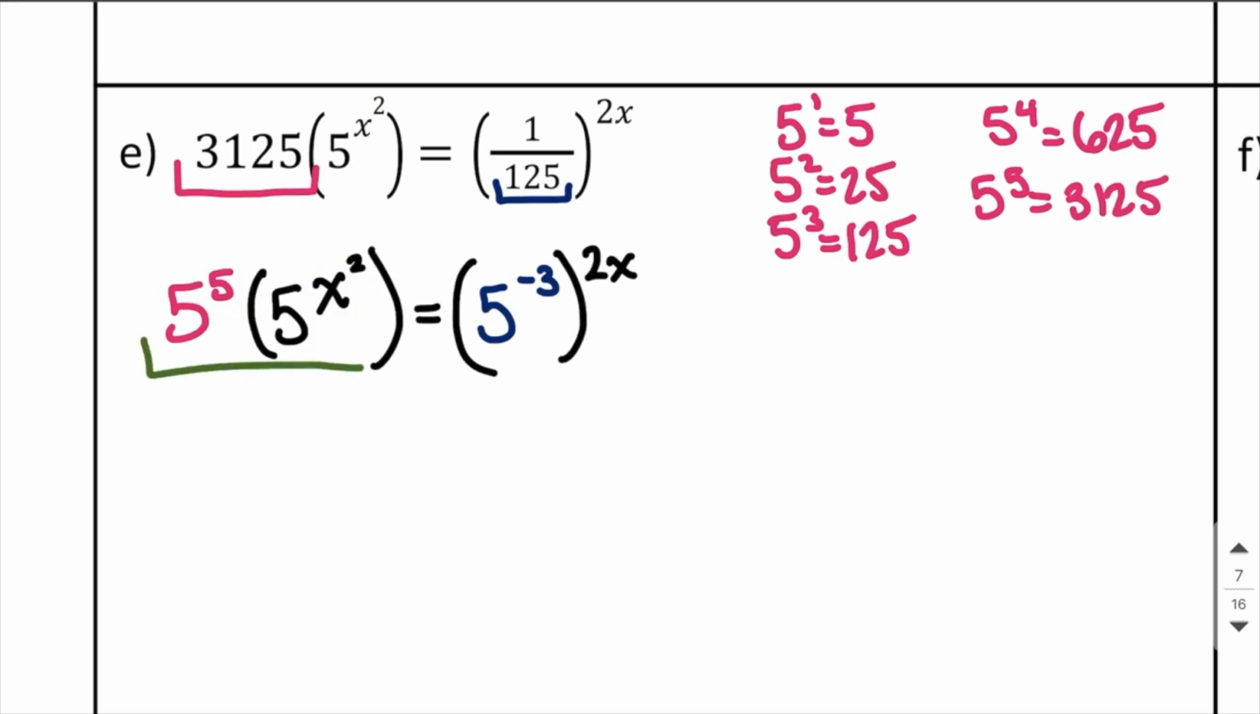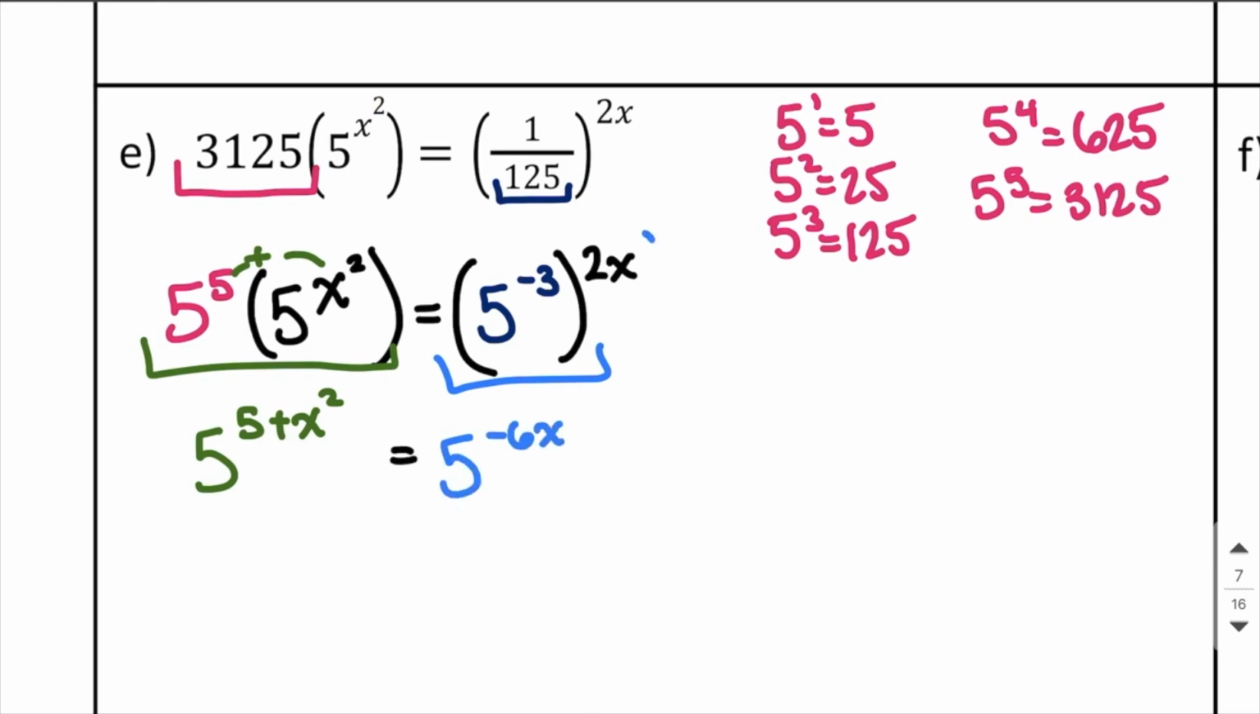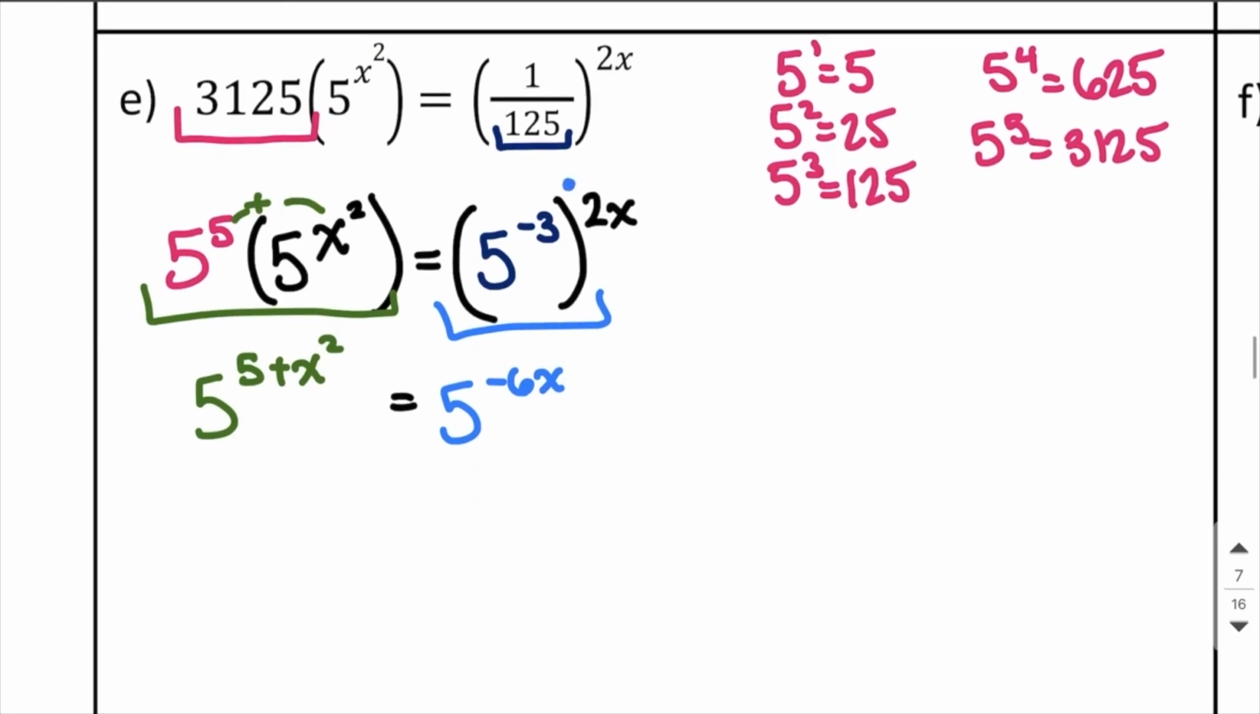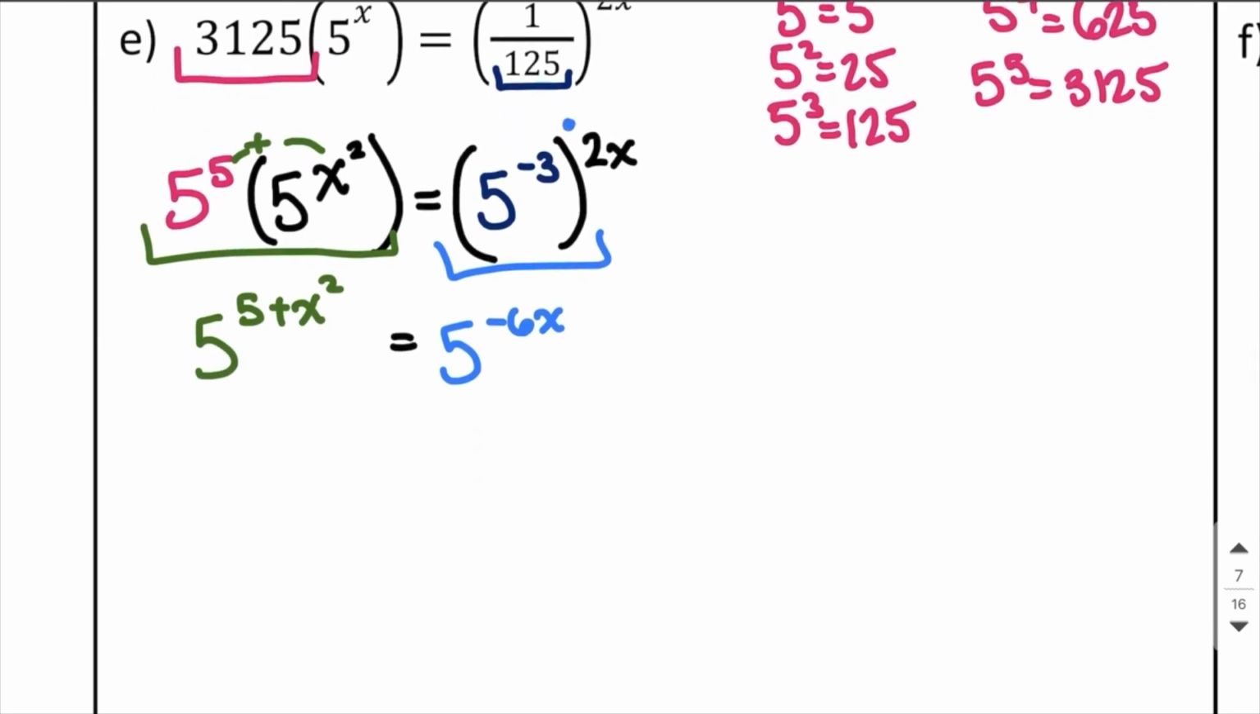So this side right here would turn into 5 to the power of 5 plus x squared, because we would add our exponents together. And then on the other side right here, this would turn into 5 to the power of negative 6x, because we have a power to a power, which means that you need to multiply your exponents together here. And now all I need to do is just set my exponents equal to each other. So here I can say 5 plus x squared is equal to negative 6x.